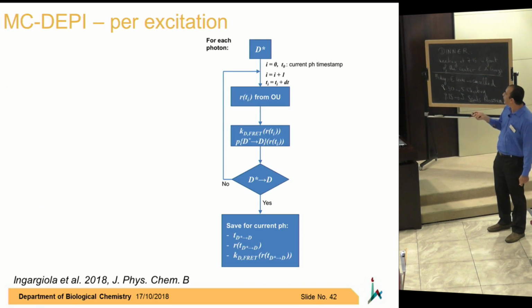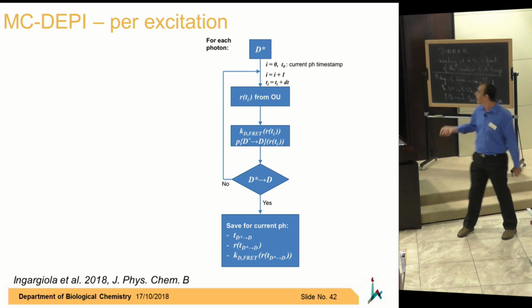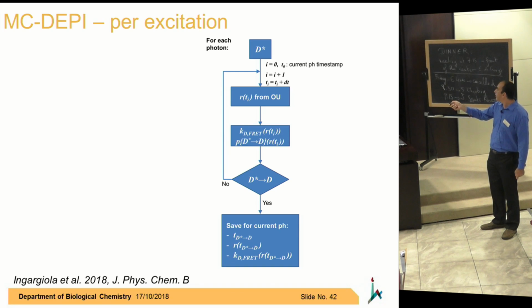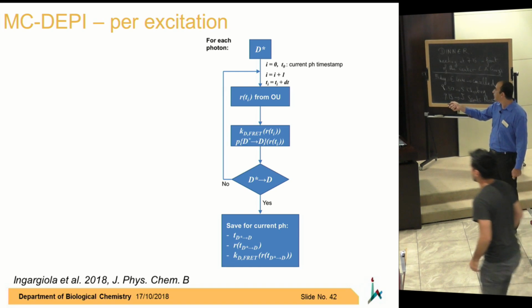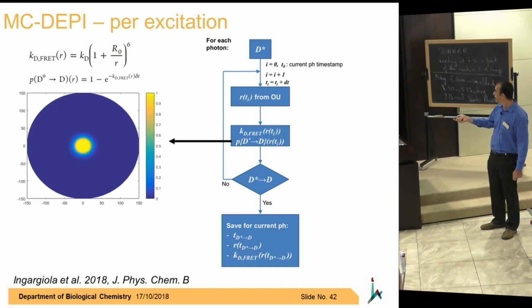So the idea is the following. For the time between excitation and emission of a photon, you have this Monte Carlo simulation running. You start at time 0. You ask what's the distance. You ask what's the probability to be de-excited. And then you ask, was it de-excited? No. You go on and produce the next distance. Yes. You save that data. And this is the probability.